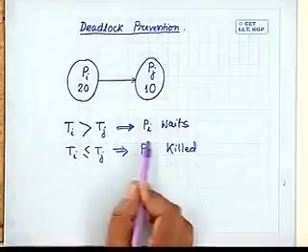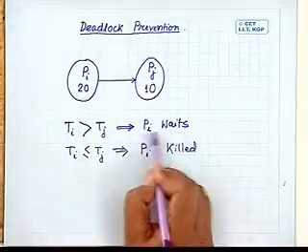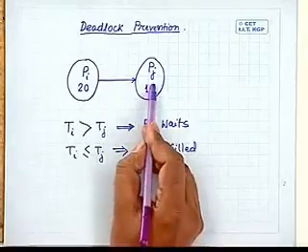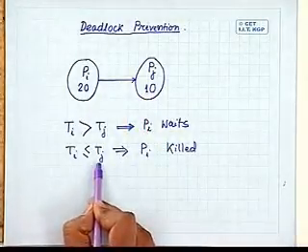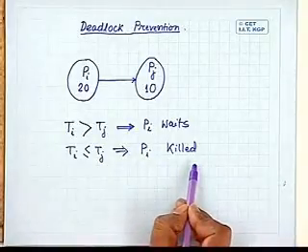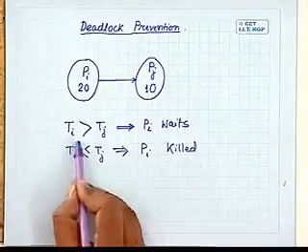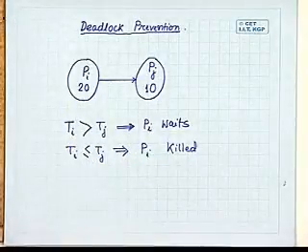So if Ti is greater than Tj, then Pi will be asked to wait until Pj completes and releases the resources. If Ti is less than or equal to Tj, then Pi will be killed. If you follow this condition, you find that there can never be any circular wait condition.